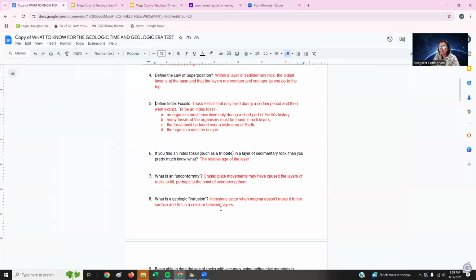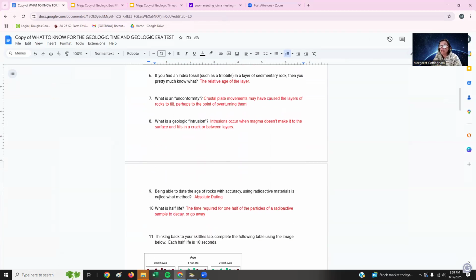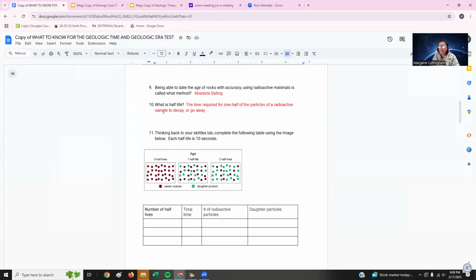Okay. What is a geologic intrusion? This is basically when magma doesn't really make it all the way to the surface. So it comes up between the rock layers and solidifies. And so it never really comes out and becomes lava. It just goes up into the rock layers and becomes a rock. Being able to date the age of rocks with accuracy using radioactive materials is called absolute dating. Absolute scientific evidence. What is a half-life?